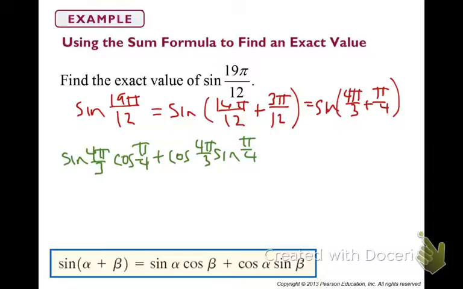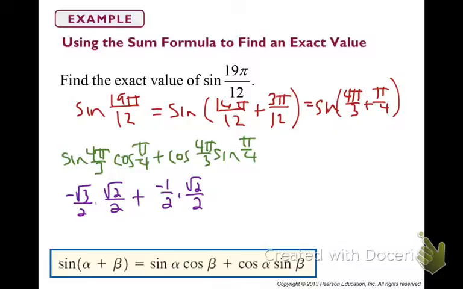Sine of 4 pi over 3, that's down in quadrant 3, so we will get a negative. So negative square root of 3 over 2. And that's okay. Cosine of pi over 4, square root of 2 over 2. Cosine of 4 pi over 3, again back in that third quadrant, that is going to be a negative. And sine of pi over 4, square root of 2 over 2.